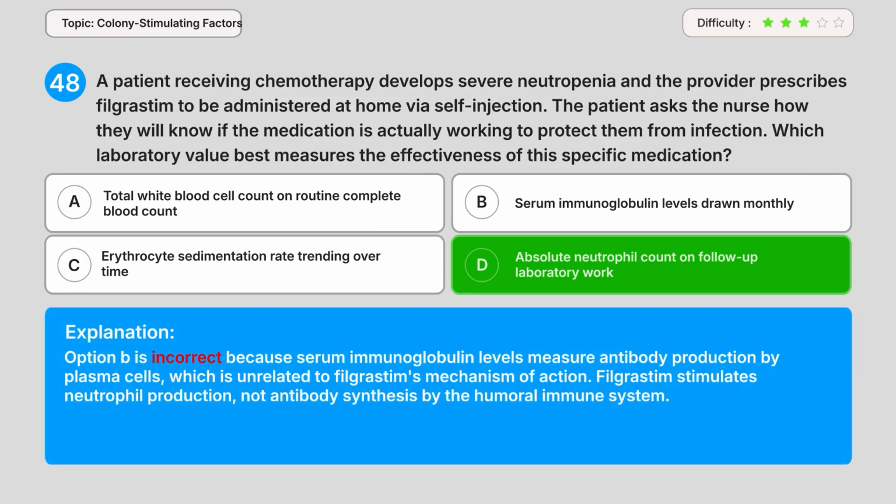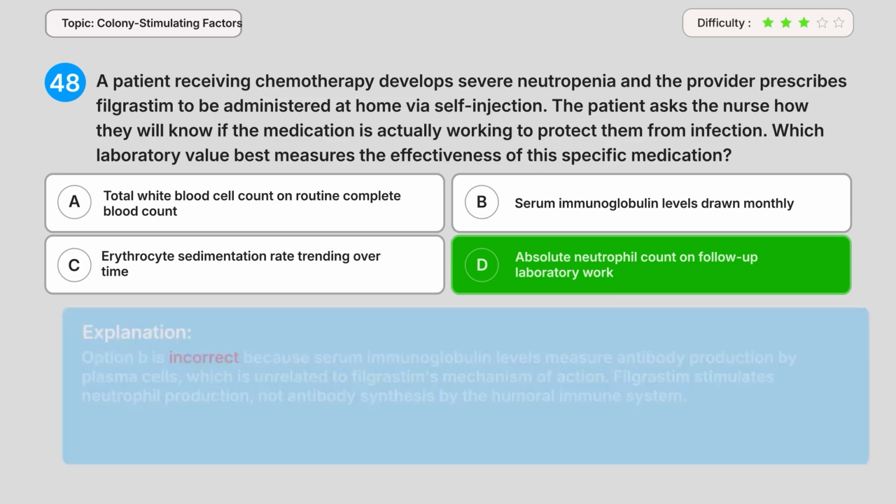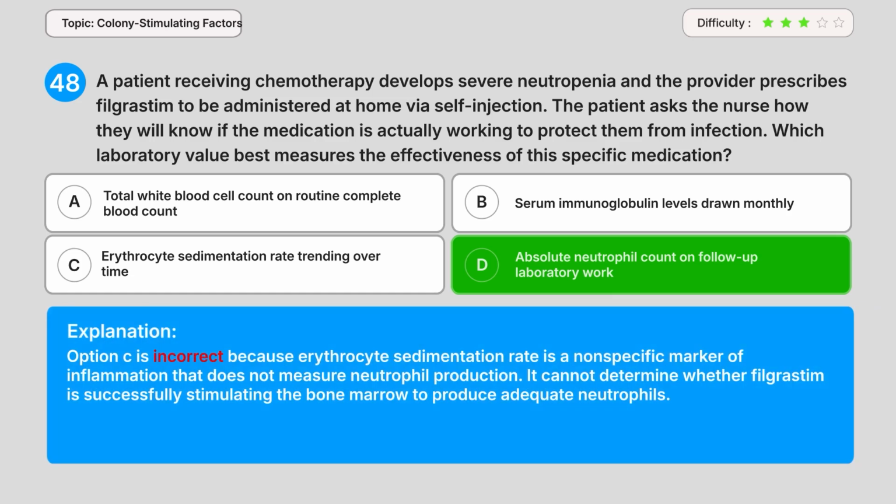Option B is incorrect because serum immunoglobulin levels measure antibody production, which is not the direct target of filgrastim. These levels would not indicate whether filgrastim is effectively increasing neutrophil production. Option C is incorrect because erythrocyte sedimentation rate is a non-specific marker of inflammation. It doesn't directly reflect neutrophil count or filgrastim's effect on neutrophil production.